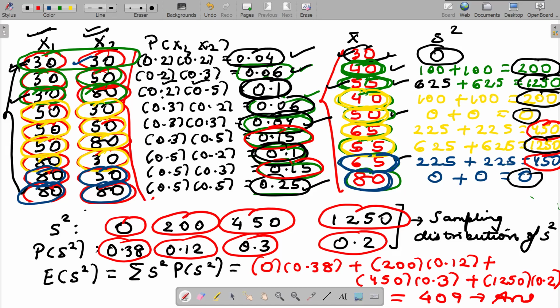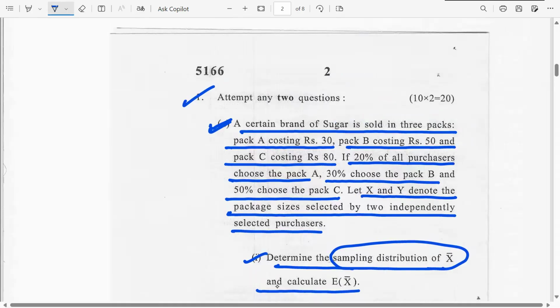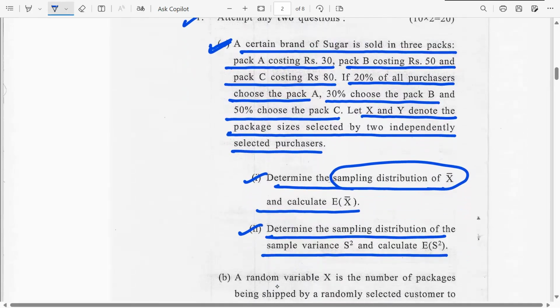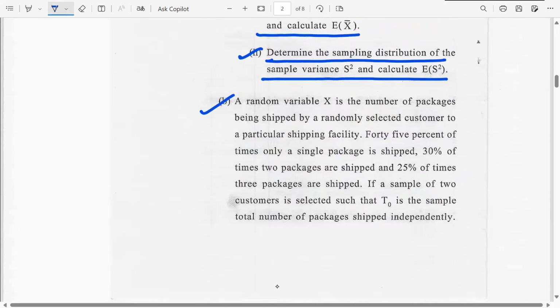Okay, so with this we are done with question number 1 part A. It was a long question, too much solving part required. Okay, now I stop in this particular lecture. In the next lecture I'm going to start with the discussion of question 1 part B.